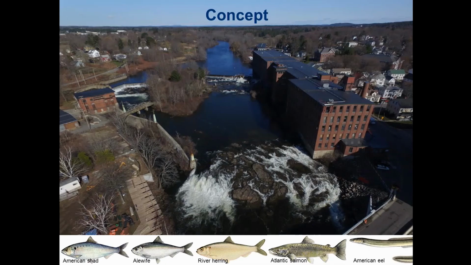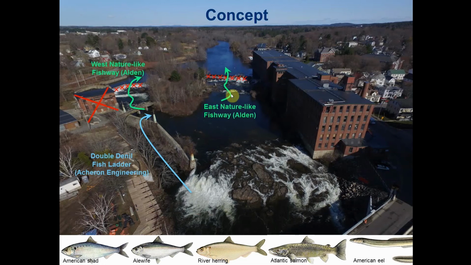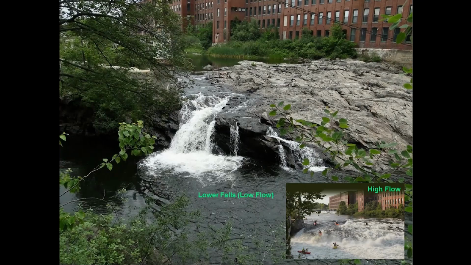So the concept was to take out the spillways in the eastern and western channel, remove the old powerhouse, put a double denil fish ladder around the lower falls within the old tail race, and that was done by the local firm Acheron Engineering, and then put two nature-like fishways through the upper falls in both the channels, and that was done by Alden, the design and modeling.